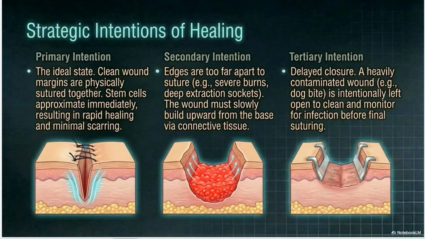During secondary healing, a special type of tissue called granulation tissue forms. This tissue contains new blood vessels and connective tissue that gradually fills the wound. Tertiary intention, also known as delayed primary closure, is used when wounds are initially left open due to contamination or infection risk. Once the wound is cleaned and the risk of infection decreases, the surgeon closes it surgically.